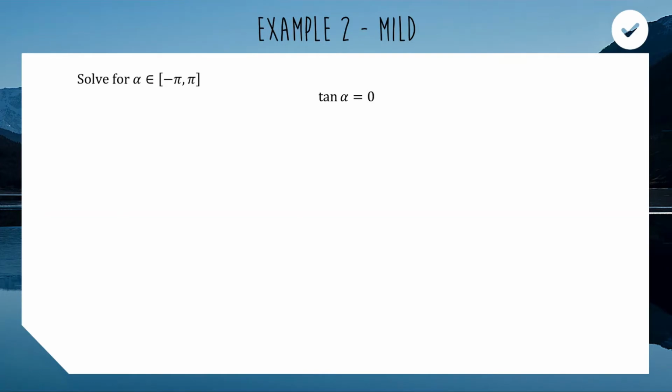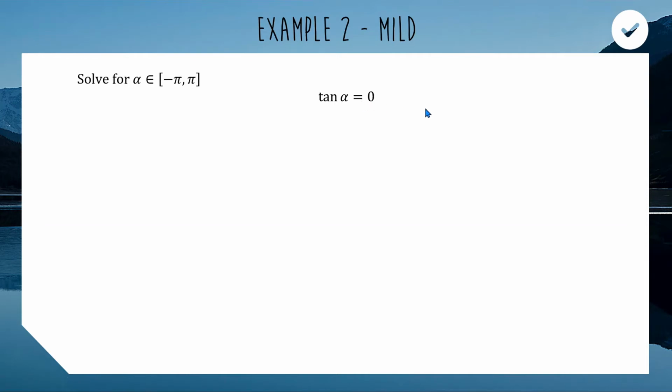Okay, next up we have a milder example. It looks pretty scary, but there is a nice trick to it. So we're solving for alpha in the domain of negative pi to positive pi. So from negative 180 to positive 180. The equation we are solving is tan alpha is equal to 0.